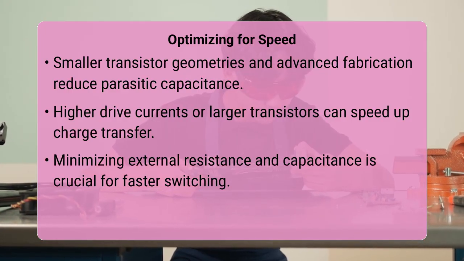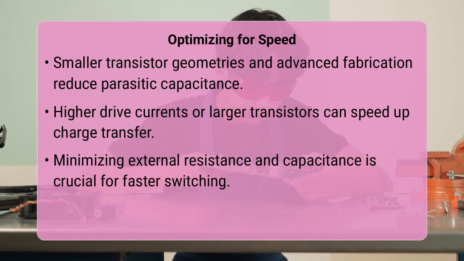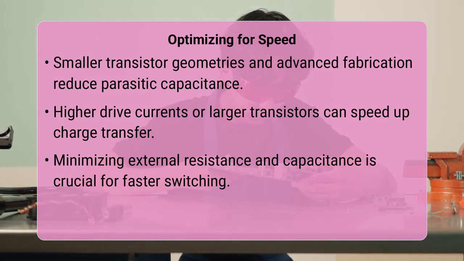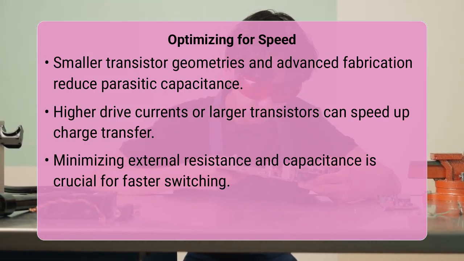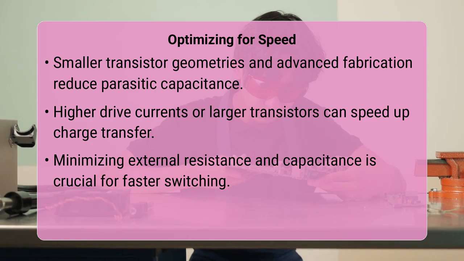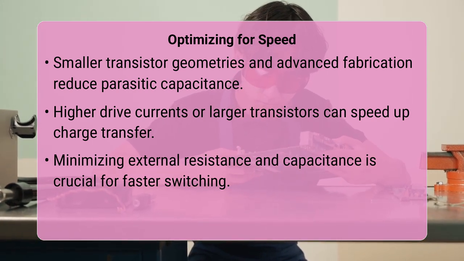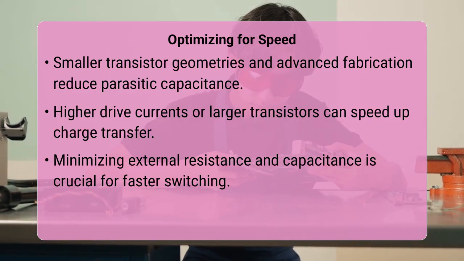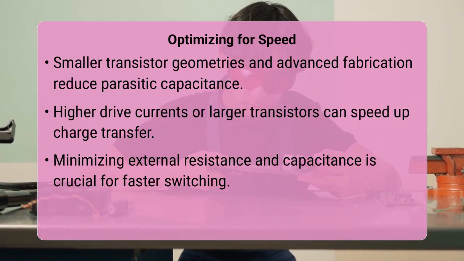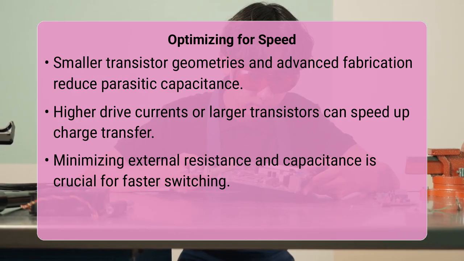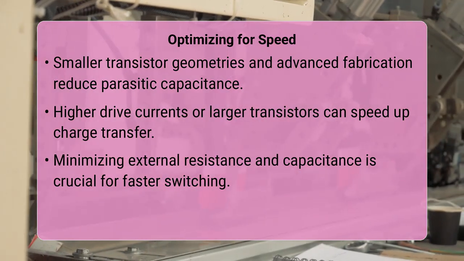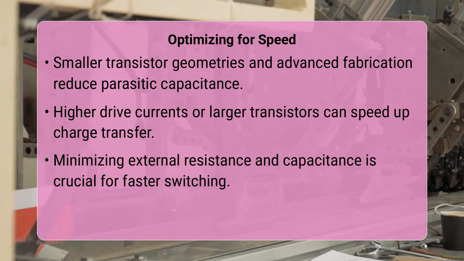Furthermore, the semiconductor material's properties, such as carrier mobility, affect how fast charge carriers can move through the device. The external circuit's resistance and capacitance also add to the overall RC time constant, directly impacting the observed switch response. For engineers aiming to optimize switching speed, this understanding is vital.